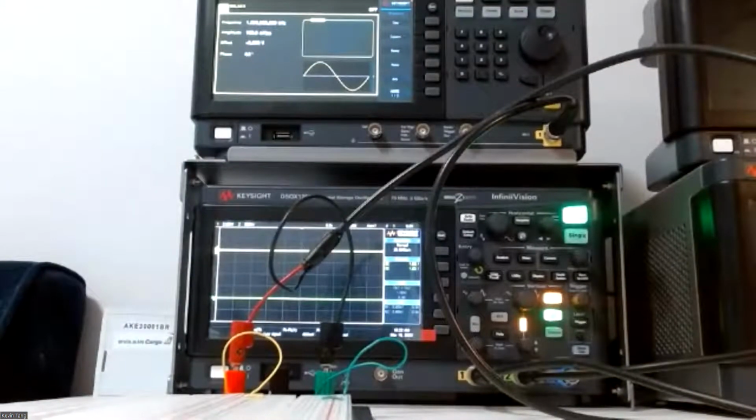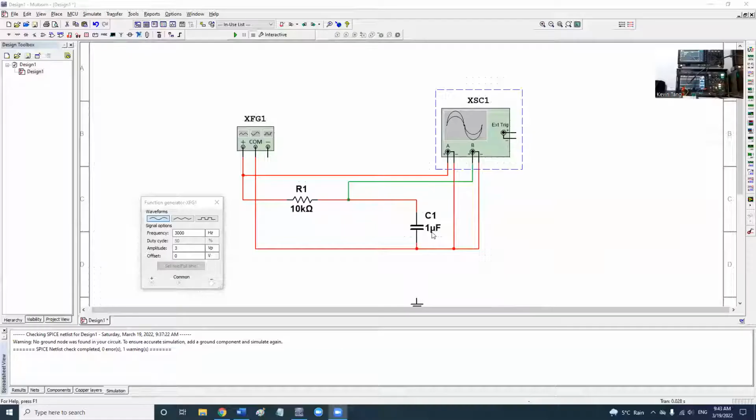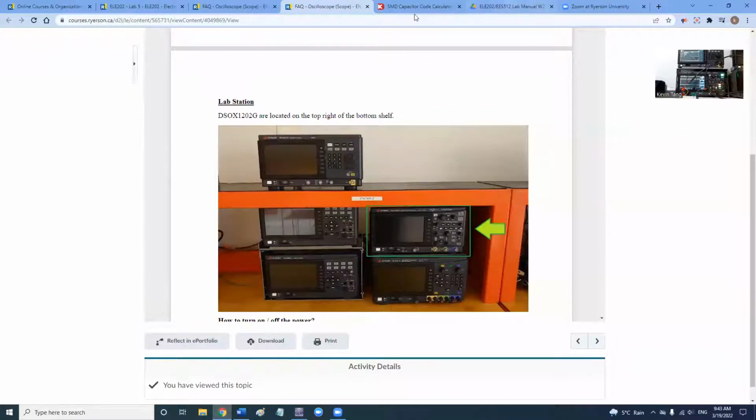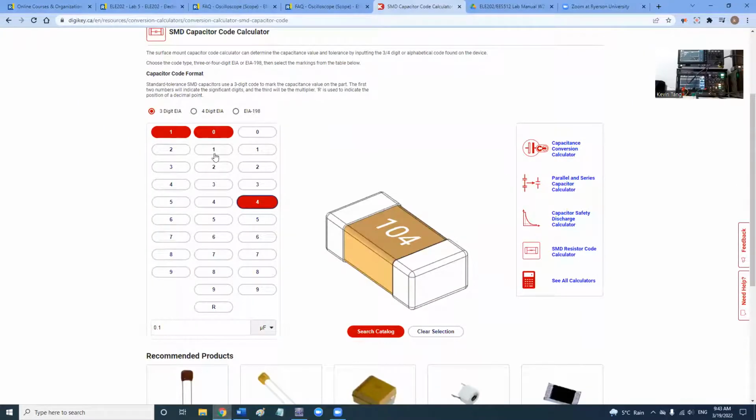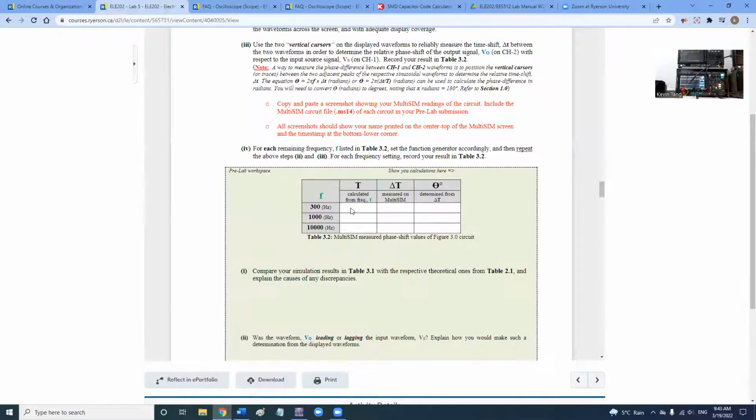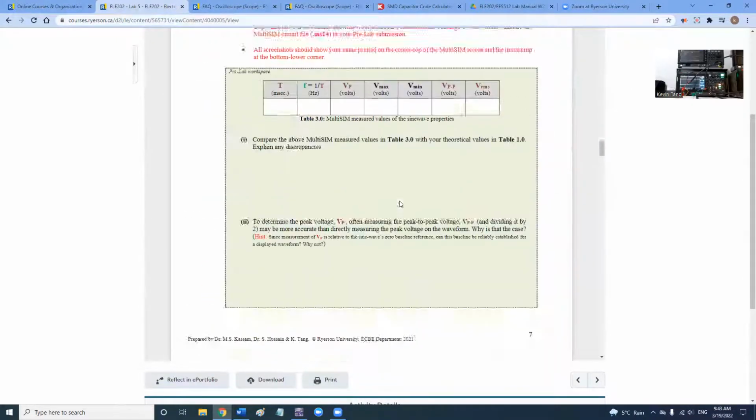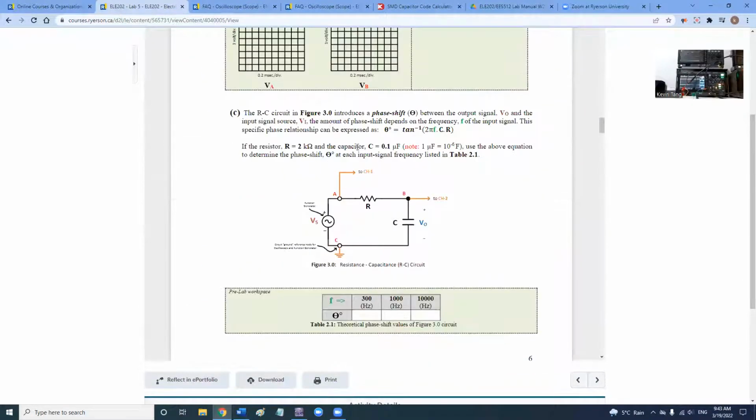Using 1 μF. So let me just share my screen one more time. I believe I'm using 1 μF. So 1 μF, what is the code for that one? I believe it is here. The one that we are using for lab 5 is 0.1 μF. Let me just make sure. Yeah, we are using 0.1 μF in your lab.